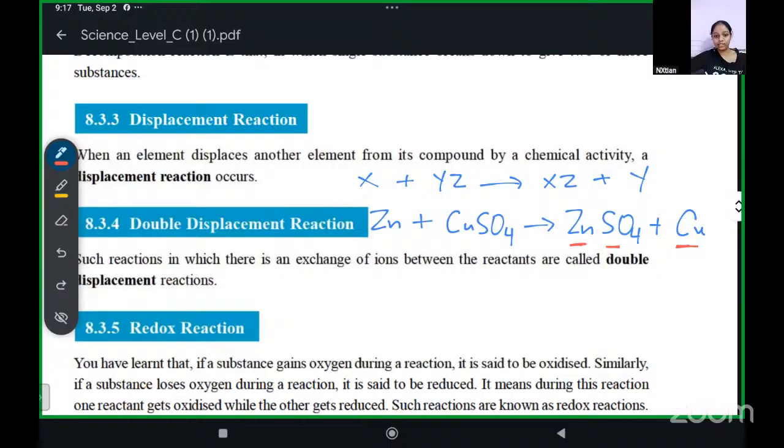Then I can give an example of rust, right, ma'am? You can give an example of rust. But more like the redox reaction, burning takes place. So burning magnesium gives magnesium oxide. Okay, ma'am, I understood. Double displacement goes on like this. If you have AB plus CD, exchange of ions takes place, and it becomes AC plus BD. This goes on like this.